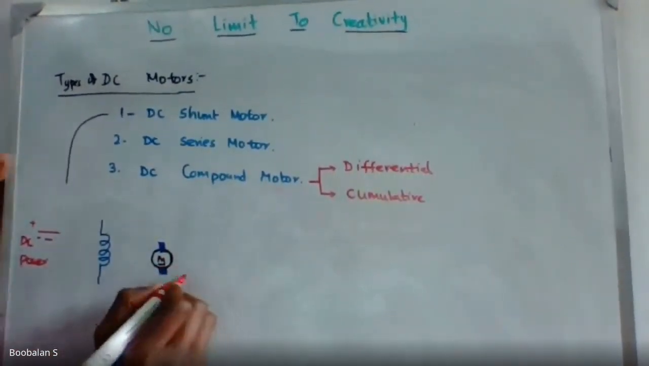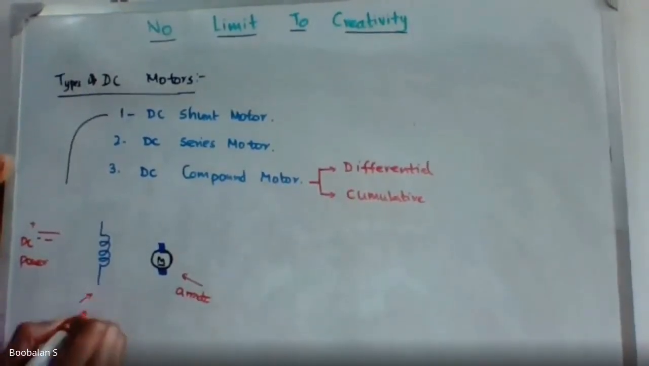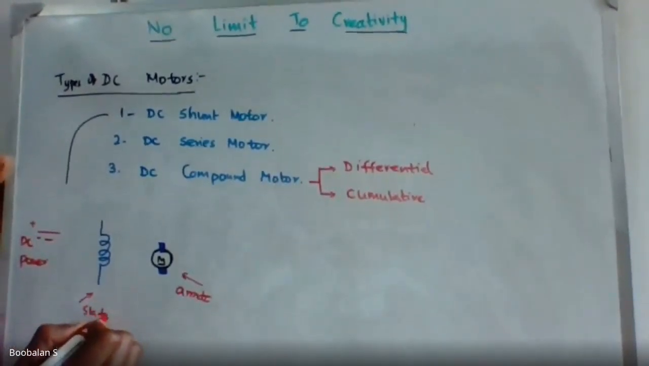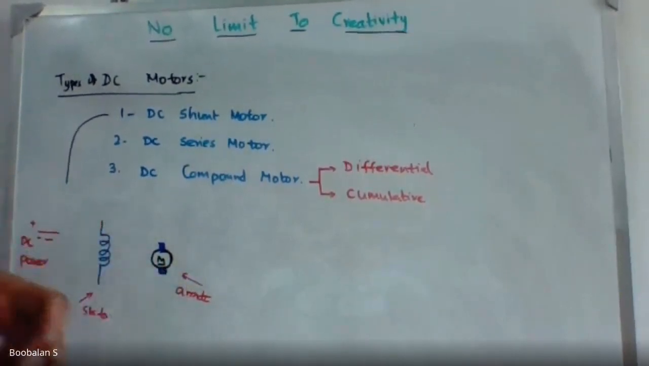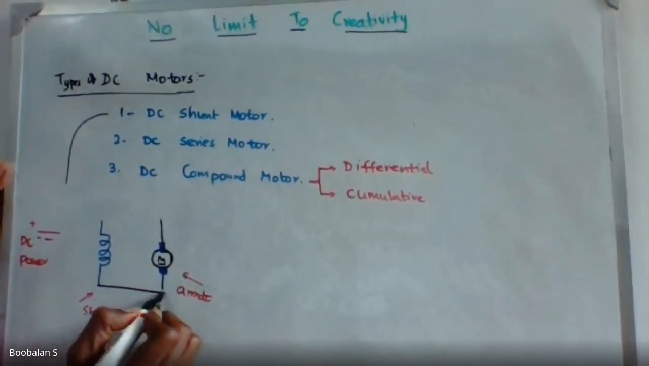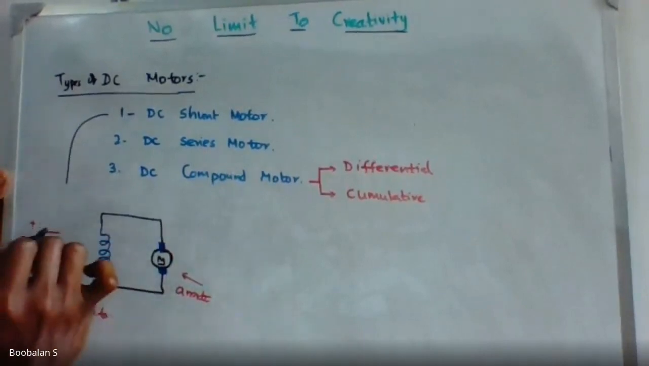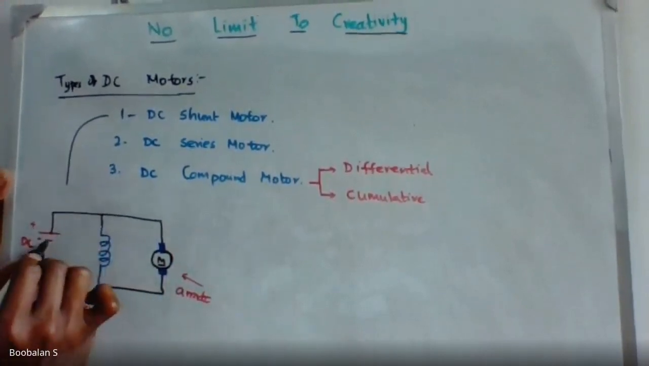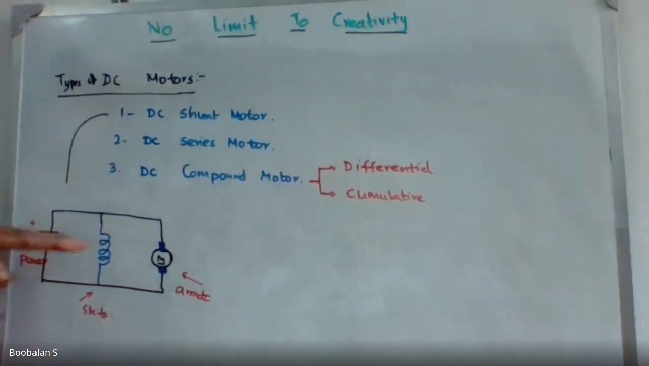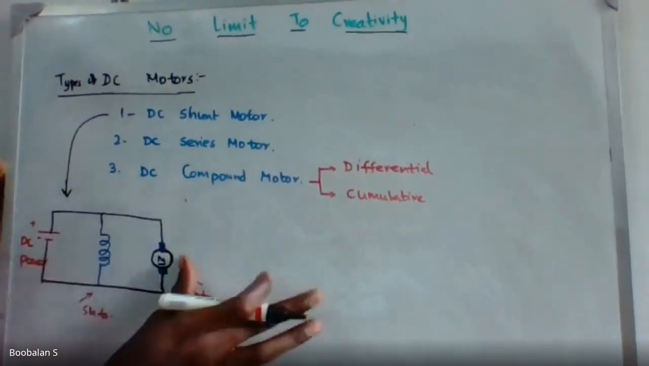And this is my armature, the rotating part. This is my stator, the stationary part. Both are now connected in parallel, right? I'm going to connect them in a parallel connection, and both are parallelly connected with my input power supply. So this is why it's called a DC shunt motor.